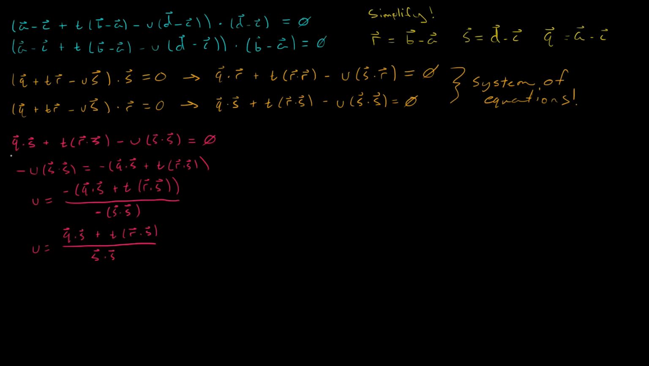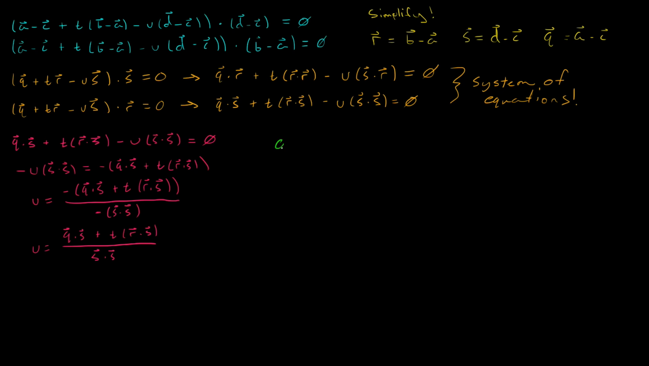So we take all this stuff over here, we move it to the other side, which becomes negative, then we bring the negative in the s dot s and divide by it, but because there's negatives both here, they cancel out, leaving us with (q dot s plus t times r dot s) over s dot s for u. Of course, that has t in it, hence why this is a system of equations. So we're going to plug this u value into our other equation up here to solve for t.